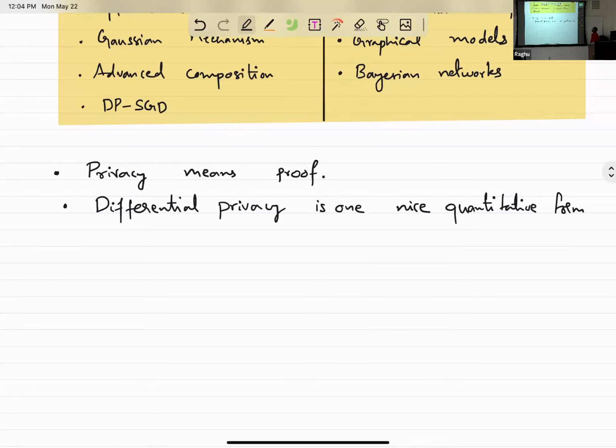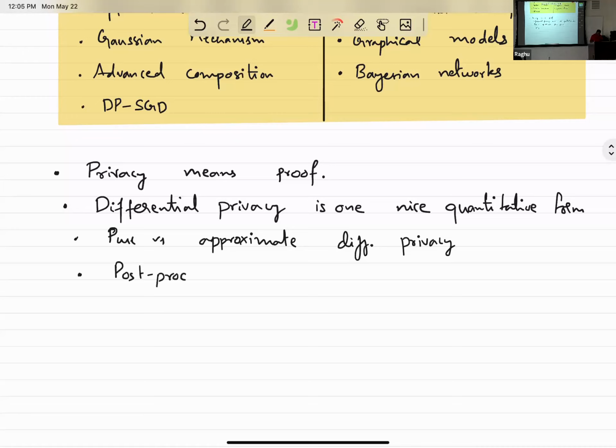Okay. And there's also the closely related pure versus approximate differential privacy. And then we also had various other meta properties, right? We talked about post-processing, group privacy, basic composition, advanced composition.